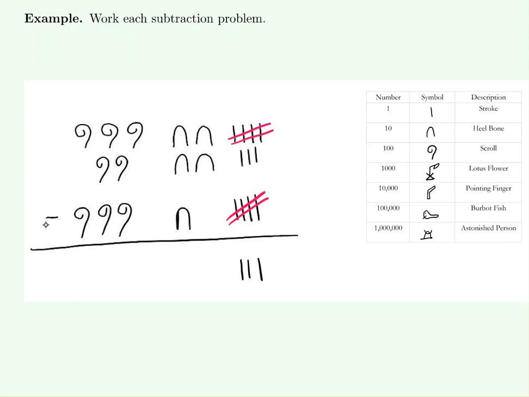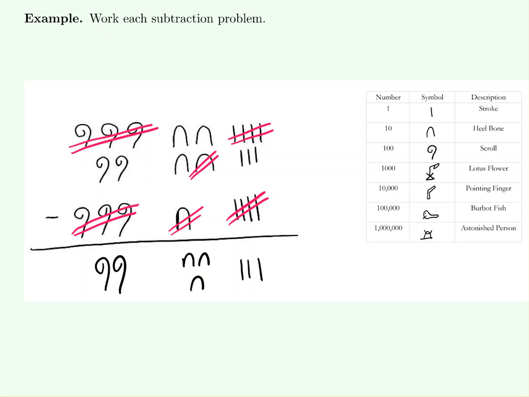Whenever we subtract this one heel bone from these 4 heel bones, we see we're left with 3 heel bones. Whenever we subtract these 3 scrolls from these 5 scrolls, we're left with 2 scrolls. And that would be our answer. And if you ever want to check your work in these problems, you could translate each of these numerals to our system and then just double check the subtraction works out.